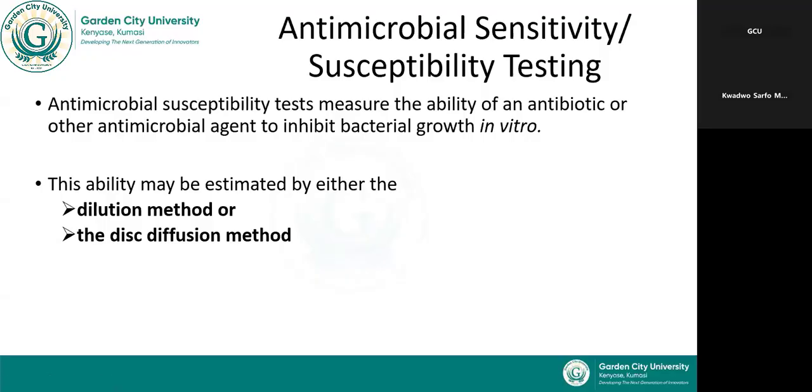So the antimicrobial sensitivity or susceptibility test is used to measure how well the antibiotic or antimicrobial agent can inhibit the microorganisms from growing in the test tube or in the lab. So once we know that this antibiotic will work in the test tube experiment, then the clinician will be very confident to prescribe it. And there are two ways to go about it: the dilution method or the disk diffusion method.